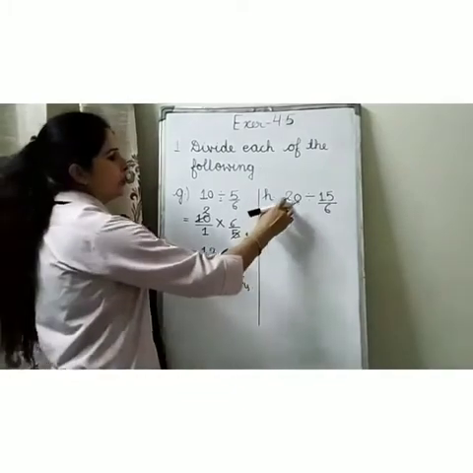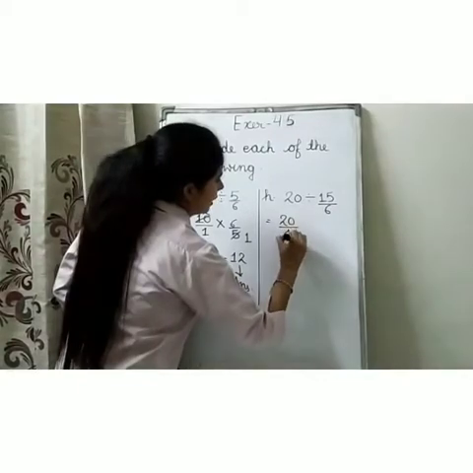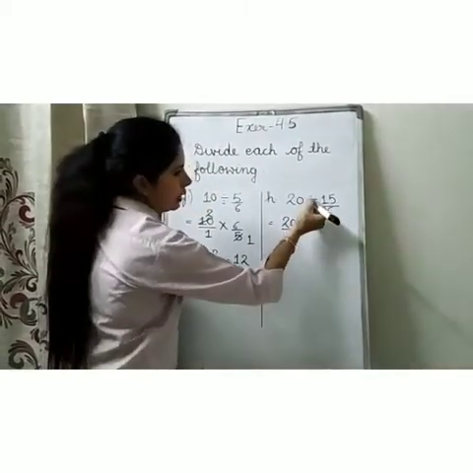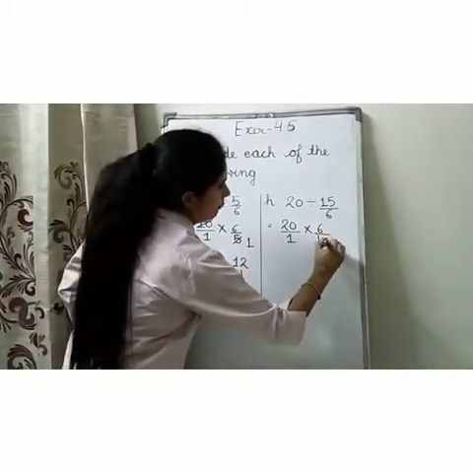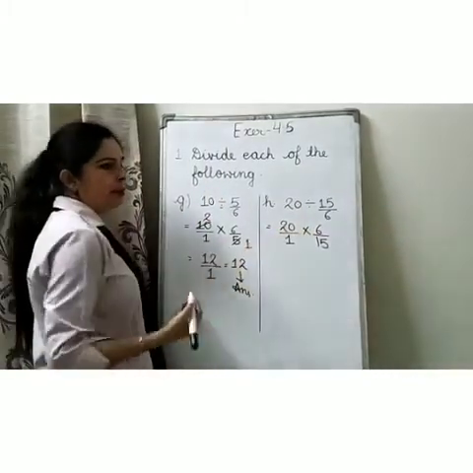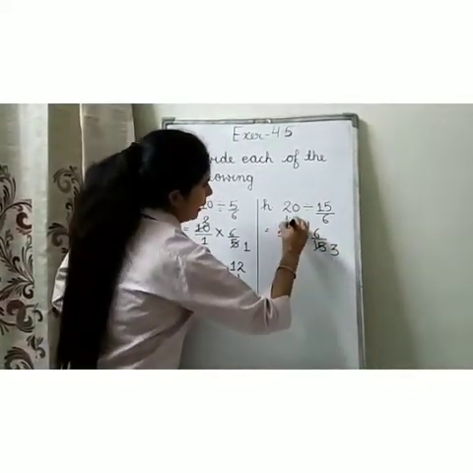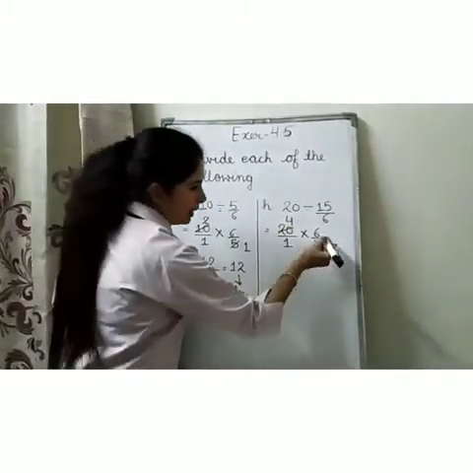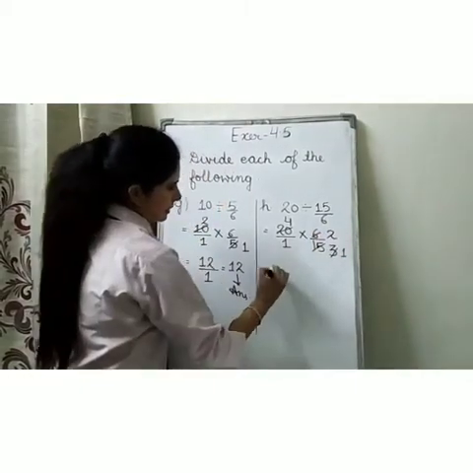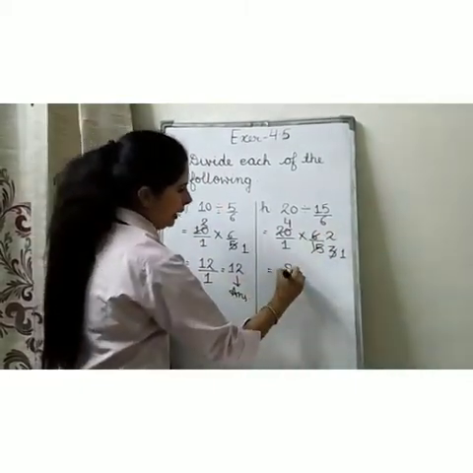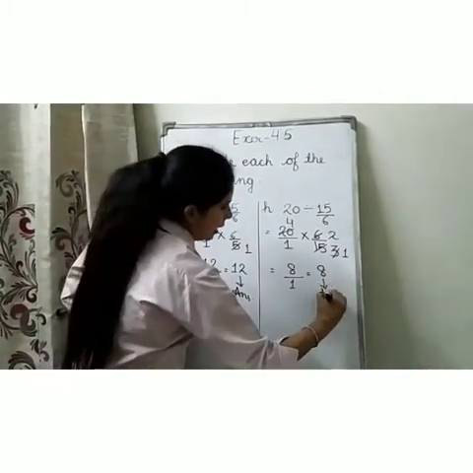Next part, 20 divided by 15 over 6. Same way, we will write 1 under 20 to make it a fraction. Change the divide sign into the multiply sign. Reciprocal of 15 over 6. That will be 6 over 15. Now do the cutting. 5 threes are 15. 5 fours are 20. We can cut 3 and 6 as well. 3 ones are 3. 3 twos are 6. 4 twos are 8. 1 ones are 1. Means 8 is our answer.